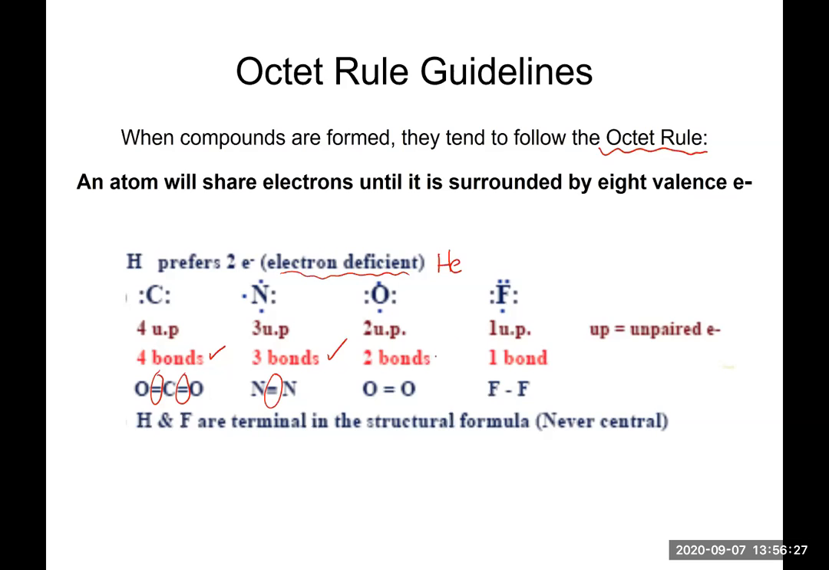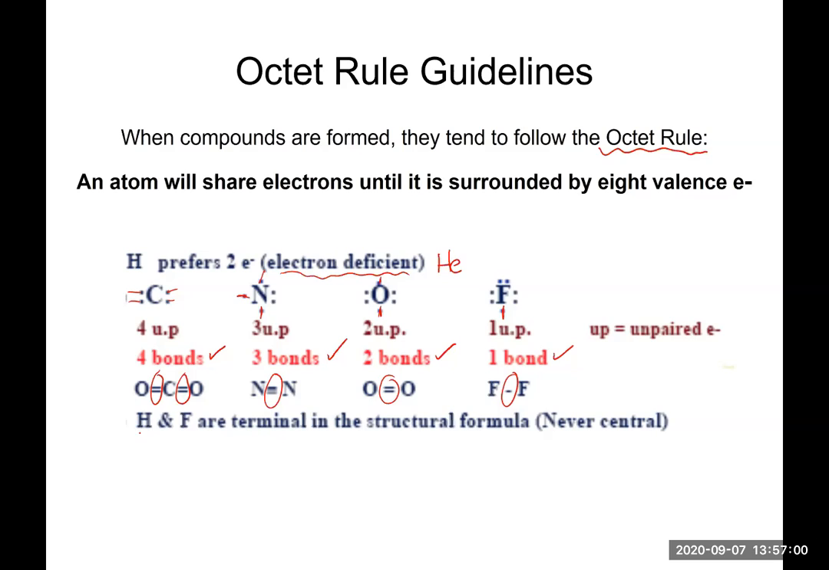Oxygen wants 2 bonds because it has, of course, these 2 unpaired electrons, which is what we're talking about in all cases here. That tells us how many bonds a species is going to want. And so oxygen wants 2 bonds. It can do that with 2 single bonds or 1 double bond. Fluorine, which only has 1 unpaired electron, is going to want just 1 bond, and so it will do that with a single bond.